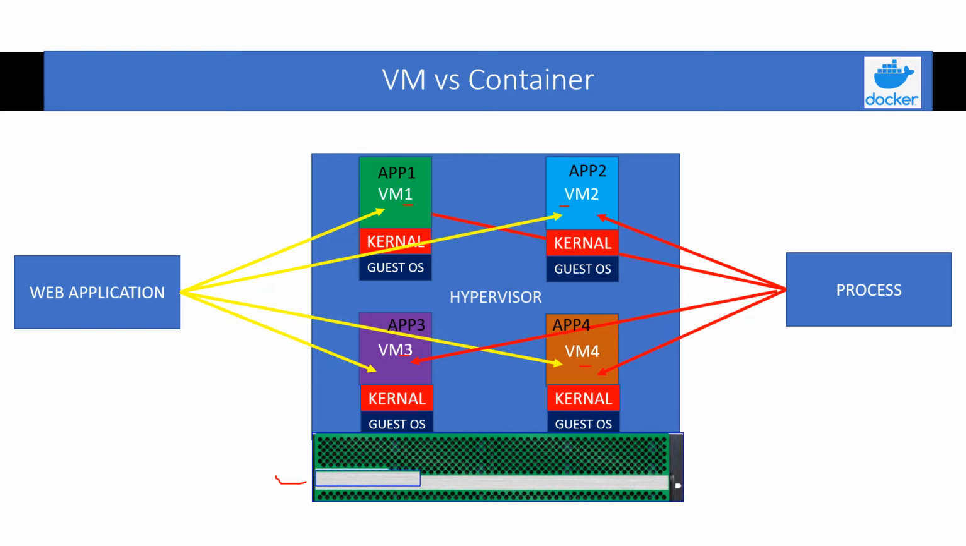You're going to install a separate OS for each VM. This kernel is going to be dedicated to that particular OS. On top of that, you're going to run those apps. So app 1, app 2, app 3, app 4.